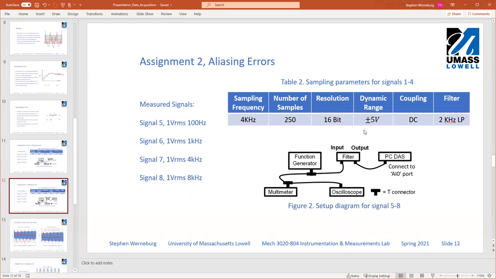And then in the second half of assignment 2, we basically did the same thing that we did in assignment 1, but this time we used an anti-aliasing filter. So basically what we'll expect is for the results to be very similar to assignment 1, except that we should expect DC offset to be removed, and signals 7 and 8, which both fail the Riley criteria and recommendation 2, should be attenuated to be basically 0 because they greatly surpass the anti-aliasing filter's cutoff frequency.